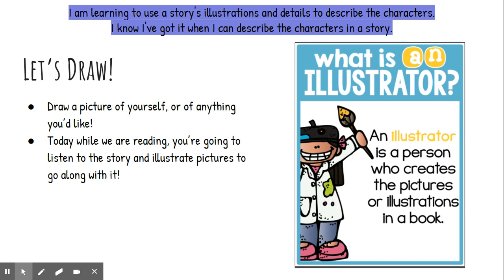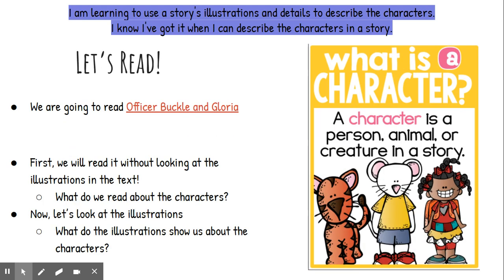So while you're listening, this is what you're going to be doing. We're going to read Officer Buckle and Gloria without looking at the pictures. Why aren't we going to look at the pictures? Because instead, you're going to illustrate what you hear on your own. So you're drawing the pictures to go along with the text.